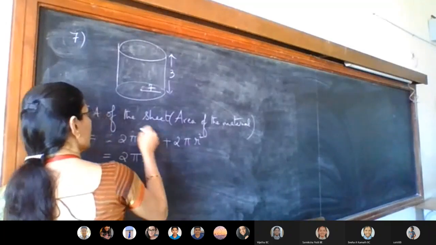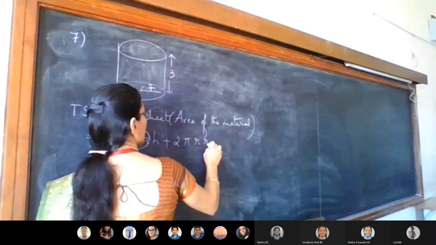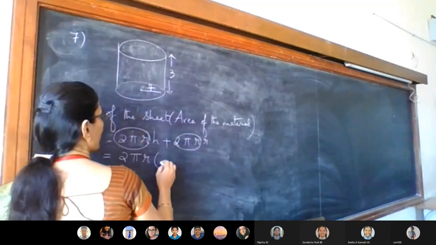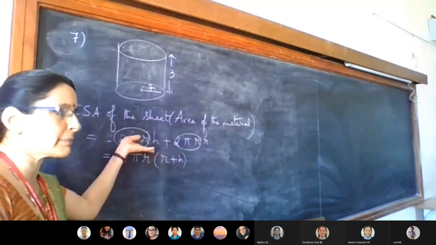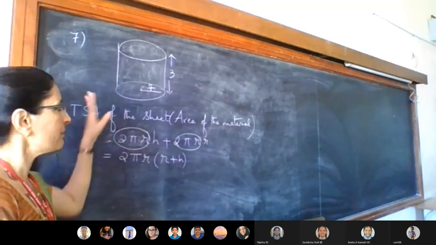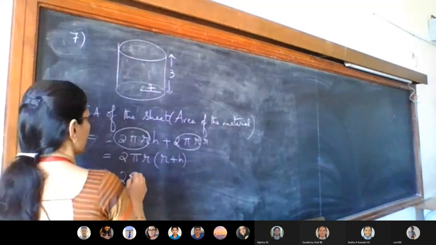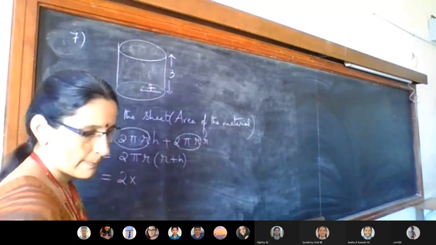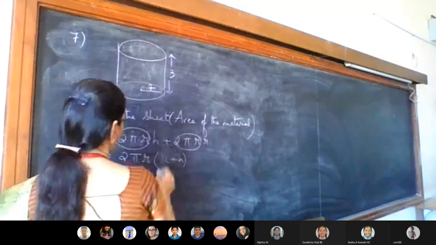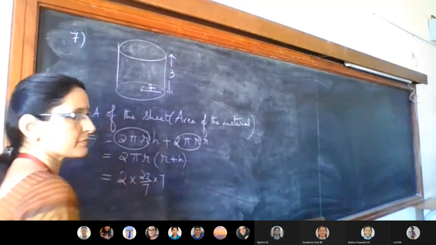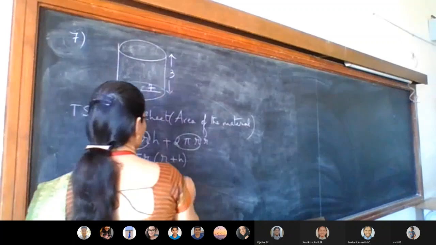So we can get the formula for easy calculation. 2 pi r taken out here, and r is also taken out, so I take out 2 pi r into (r plus h). See, I didn't remember the formula, but immediately we can arrive at the formula ourselves. So now insert the values. 2 into pi value, 22 by 7, r is marked here as 7, then 7 plus 3.